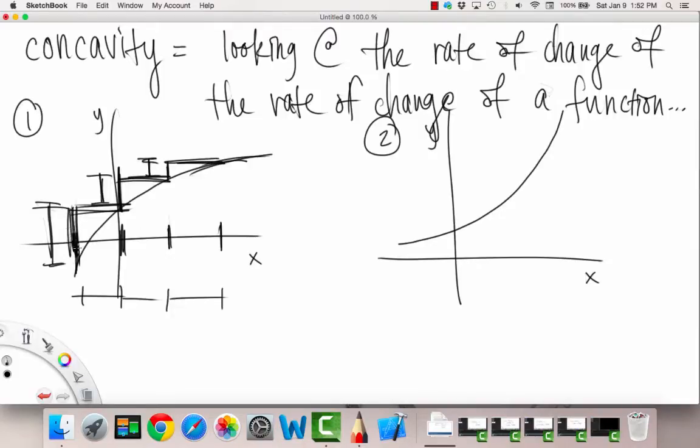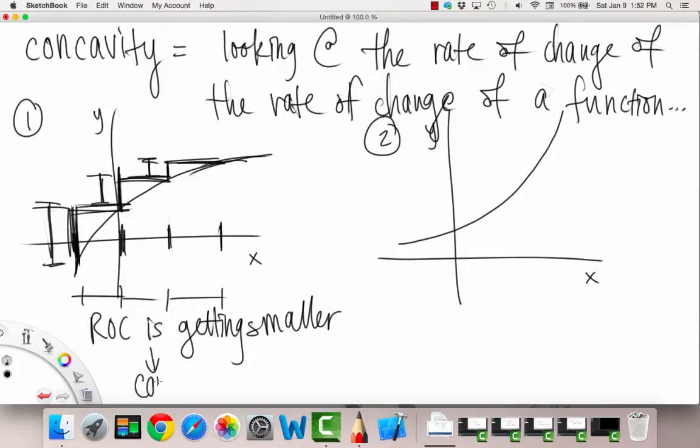When we started off, it was a pretty steep climb, and then we have a shorter step and then even shorter. So this means that the rate of change is getting smaller, right? It's decreasing. So this is the case of what's called concave down. It means it's kind of opening downwards. Okay, so let's look at graph number 2 here.